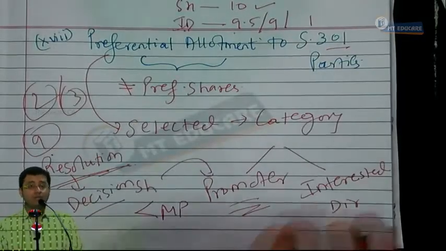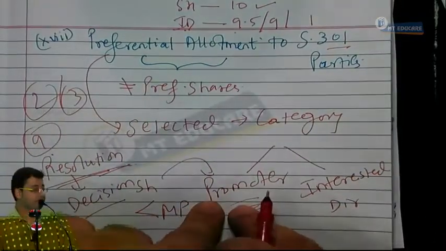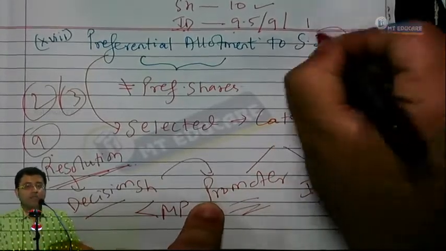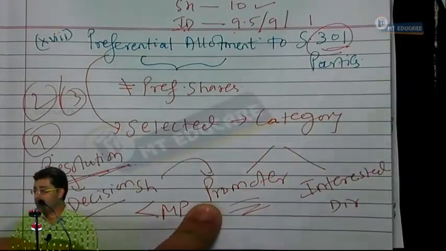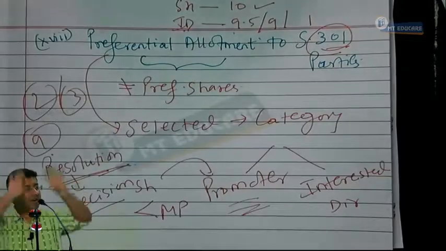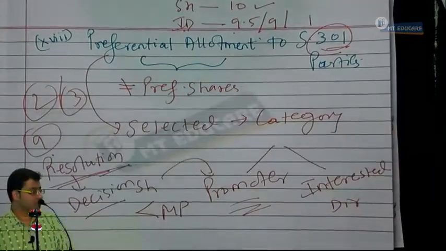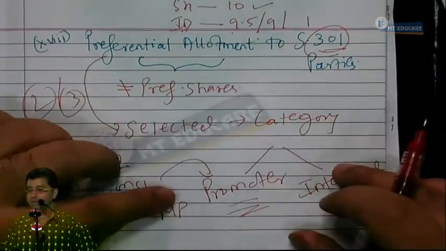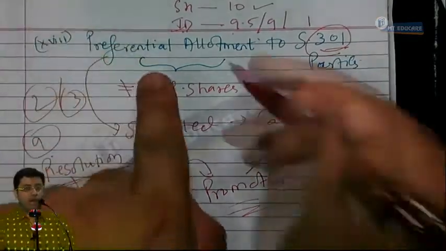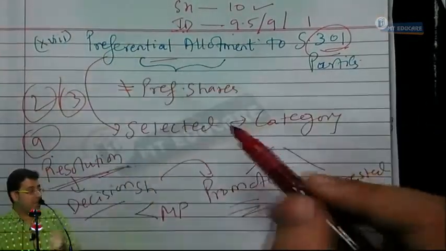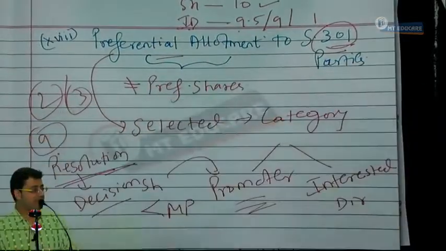If a promoter is also an interested director, then it will be covered, because a person should fall in this category to be covered by CARO. Whereas preferential allotment is a wider concept which also covers promoters. So now what I am telling you all, that if an allotment is made, it should be an allotment of shares, but preferential allotment does not mean preference shares.